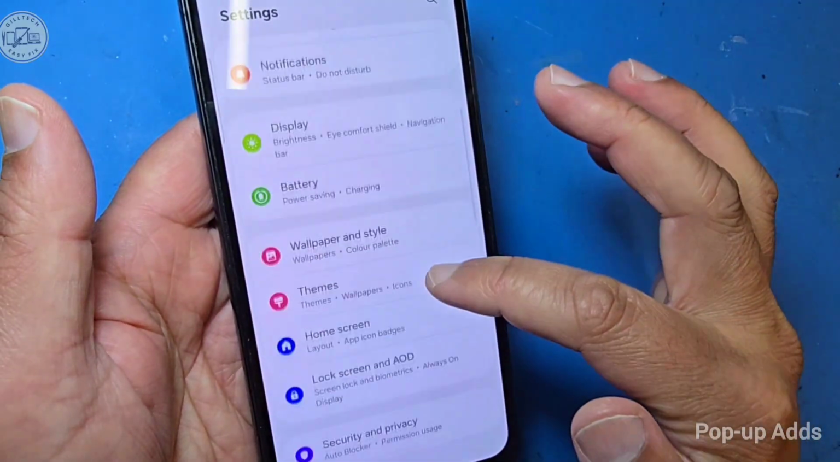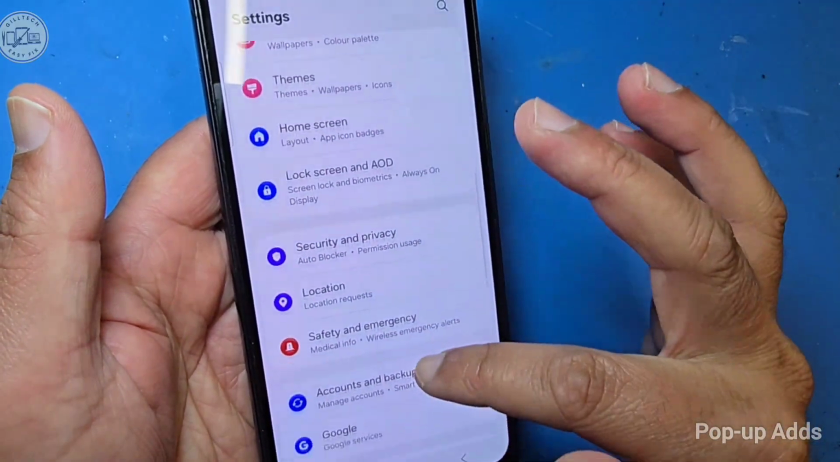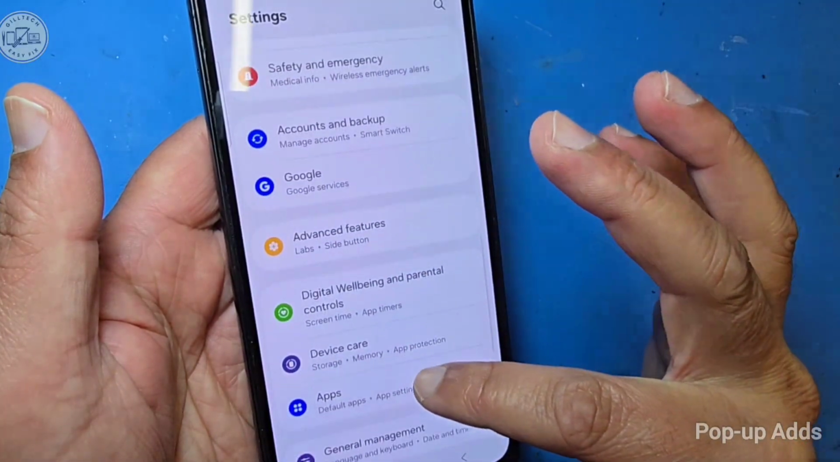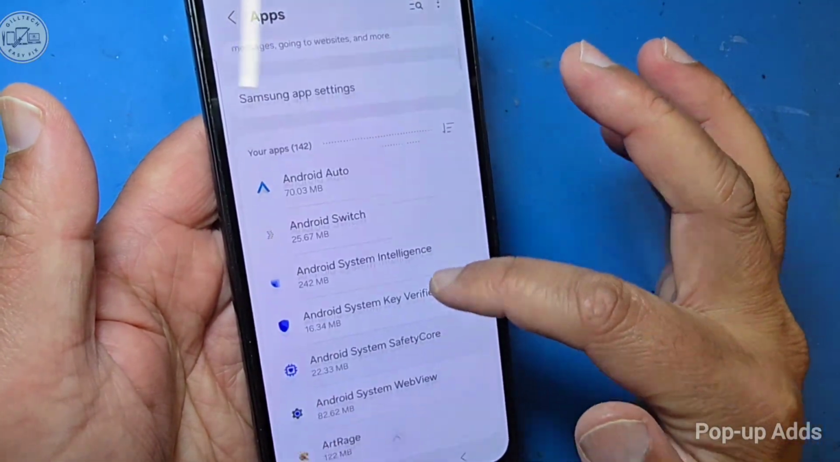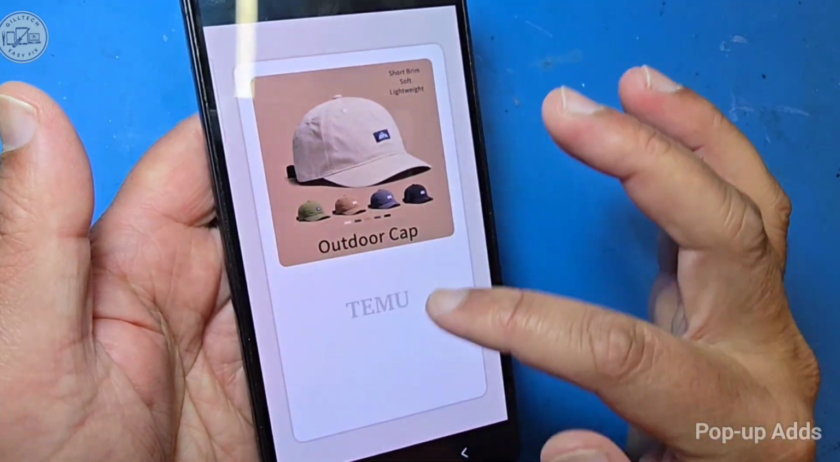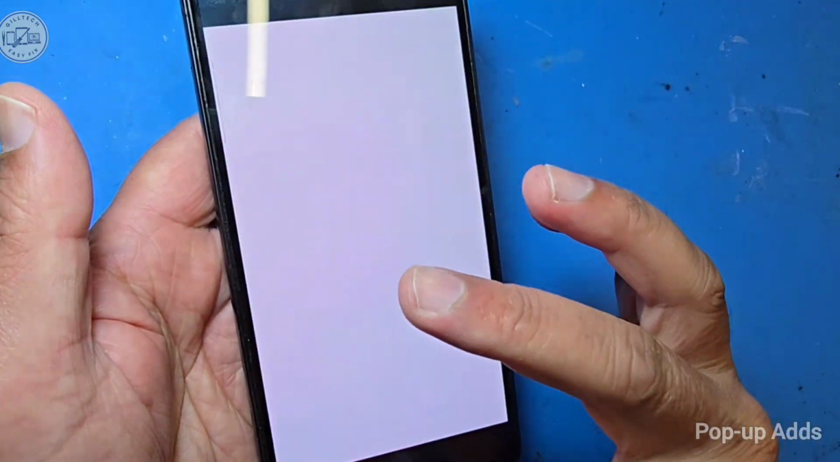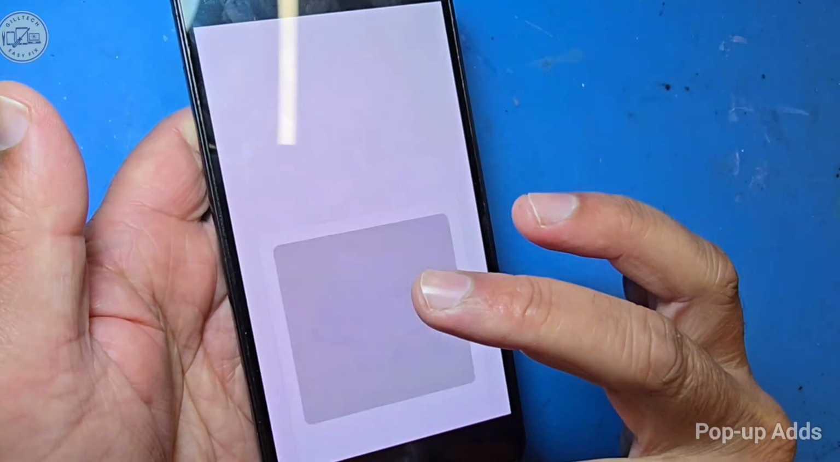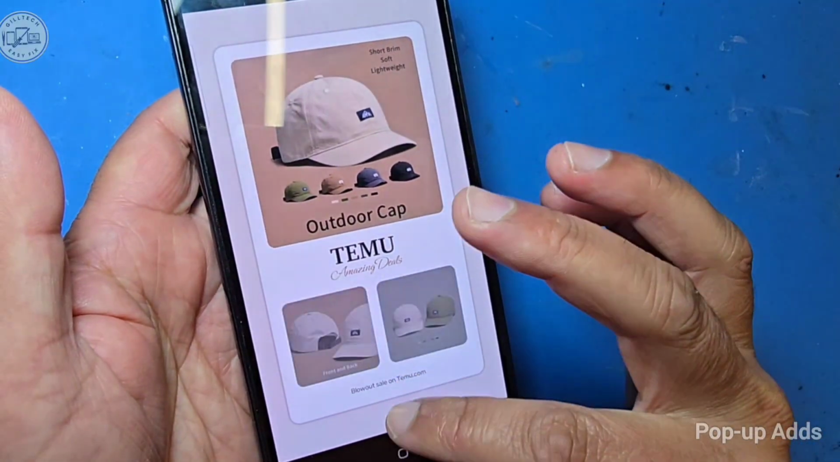To address these intrusive advertisements, it is necessary to identify and remove the specific applications responsible. However, a challenge arises when these applications alter their names after installation, making them more difficult to locate. Here we have an example of a phone experiencing a similar issue.